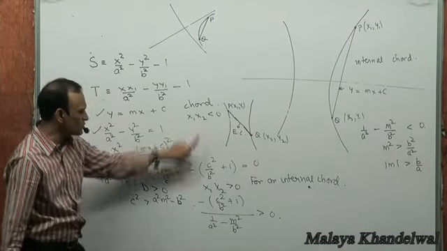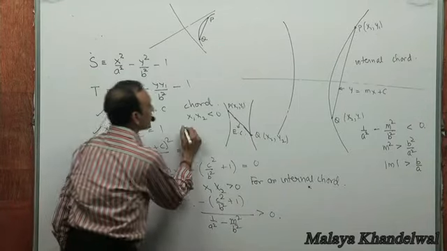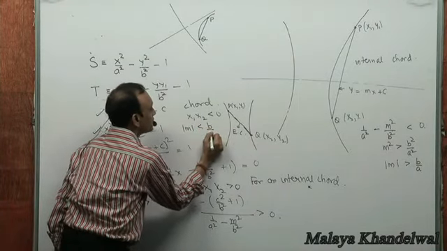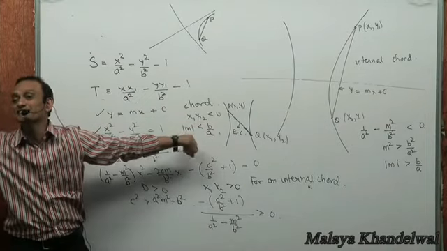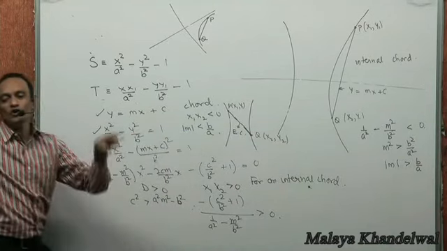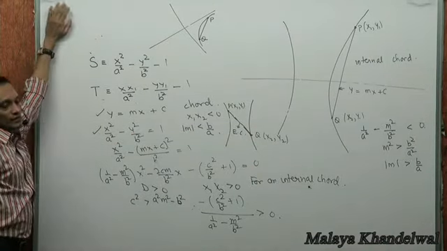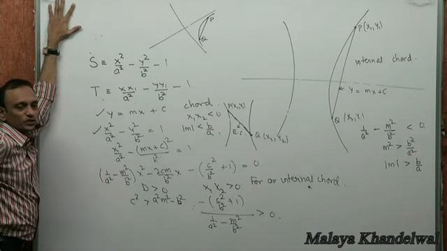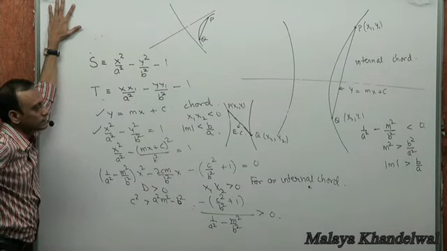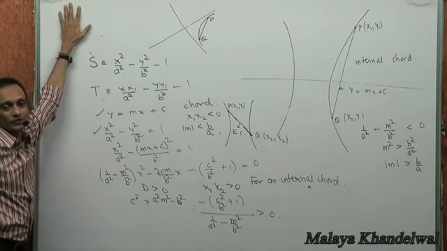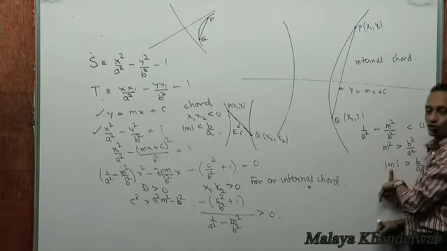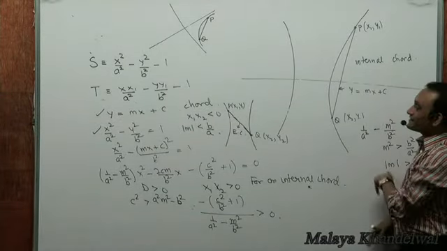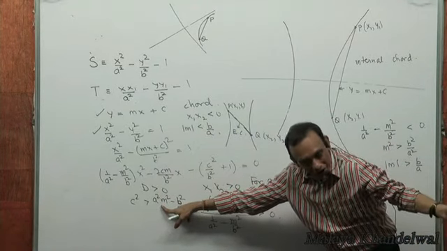If x1 x2 is less than 0, just the opposite will happen of what happened here. That means the magnitude of the slope will turn out to be less than b by a. That means an external chord will always be flatter than the two asymptotes. An internal chord would be more vertical than the two asymptotes. This is the condition for a chord to be internal. This is the condition for a chord to be external. This is the condition for a line to be a chord.